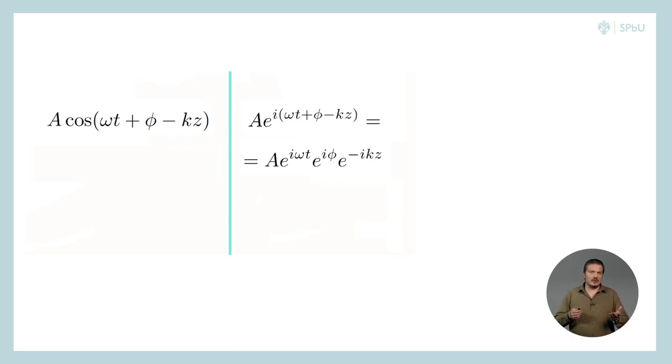Here z is our single coordinate and k is called the wave number, which is defined by the speed of the wave propagation and its angular frequency. And again, on the right, you can see that we can easily extract the phase of the wave into the multiplier.